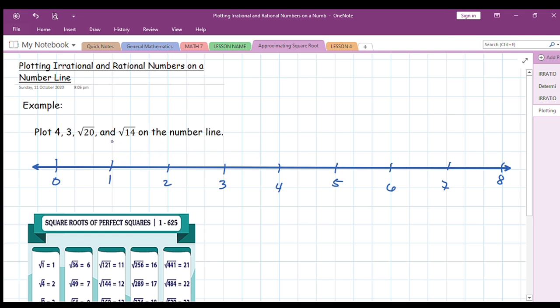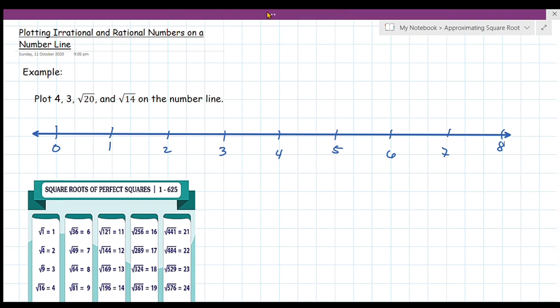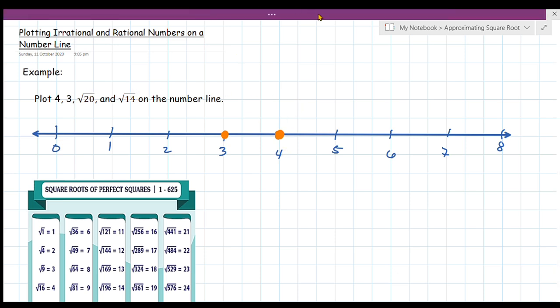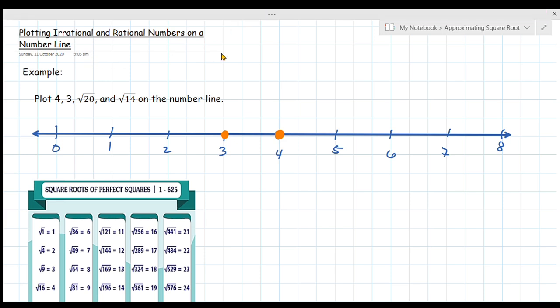So, ang una natin gagawin is to plot these 4 and 3 on a number line. So, saan natin matatagpuan yung 4 and 3? Since 4 is an integer, so automatic dito po natin siya matatagpuan. And also yung 3, dito rin natin po siya matatagpuan. And the only problem is this, the square root of 20 and square root of 14. So paano kaya yan? So unahin muna natin yung square root of 20.